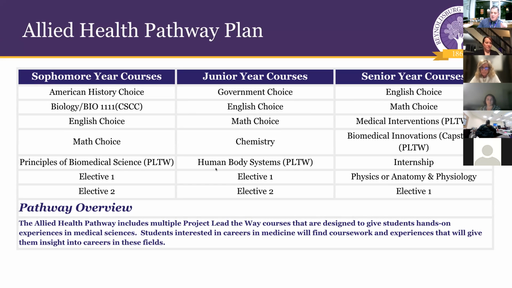Then their junior year, they have human body systems. Their senior year, they have biomedical innovations and medical interventions. Again, our allied health pathway is good for students who are interested in careers in medicine. We're going to find coursework and experiences that give them insight into these career fields. So we're talking doctors, nurses, occupational therapists, physical therapists, exercise physiologists, kind of any of those careers that you can imagine in the medical field. This is going to give them a base for how they can start to get into those courses and see if this is something they really enjoy.